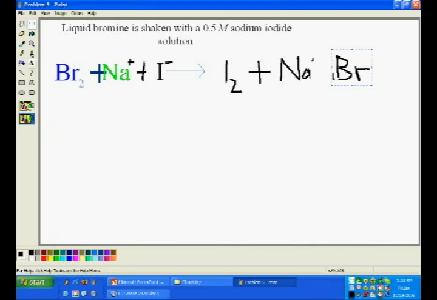So you separate them out. You gotta get rid of your spectator ions like Na, because Na is on both sides. It really doesn't do anything. So you got your Br2, your I minus, Br minus, I2. And that's your answer. I better rewrite it so that you can see it.